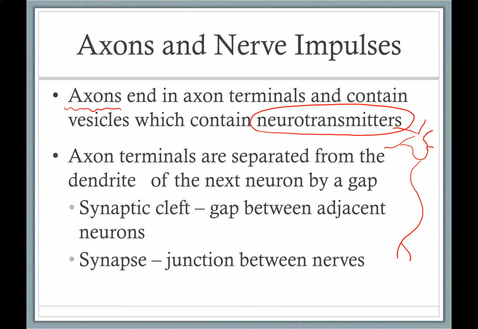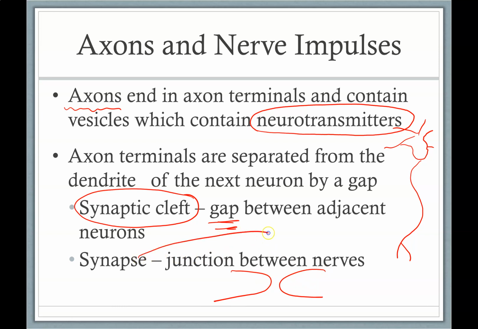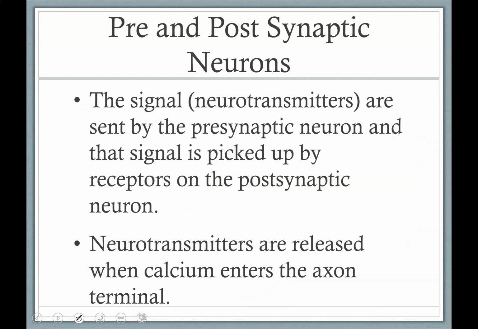The axon terminals are separated from each other, or from the dendrite of the next axon, by this thing called the synaptic cleft, or you may just know it as the synapse, and that's a space between two neurons, or between a neuron and a muscle, but it's a space. So if one cell ends there and another cell starts right there, the synapse, or the synaptic cleft, is that space right there.